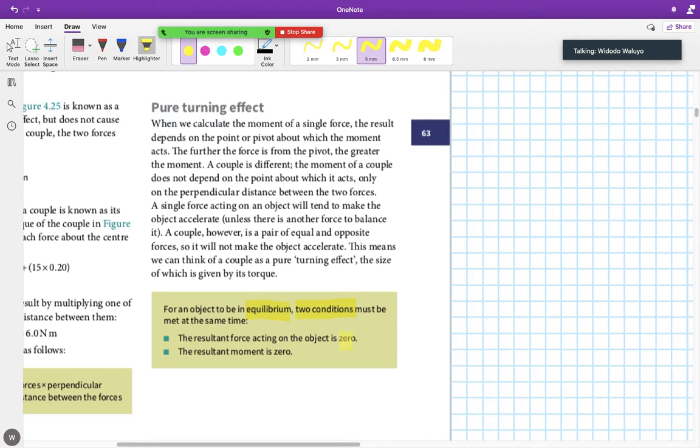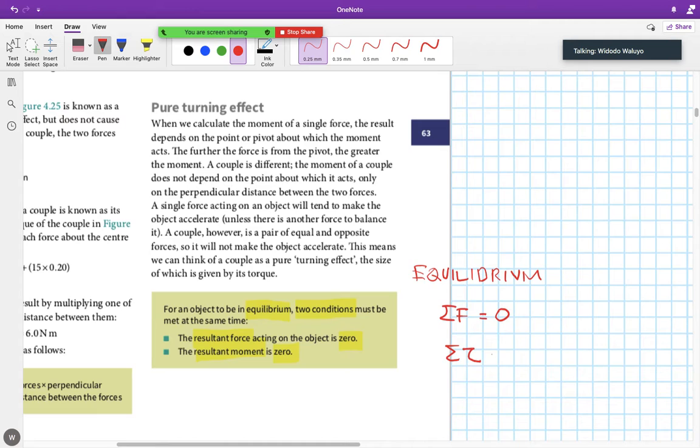The resultant force acting on the object is zero, and the resultant moment is also zero. We call it equilibrium when the total force equals zero and the total moments or torque equals zero. This is the condition that must hold when the object is in equilibrium. So the total force in X equals zero, and also the total force in Y direction equals zero. That's it.